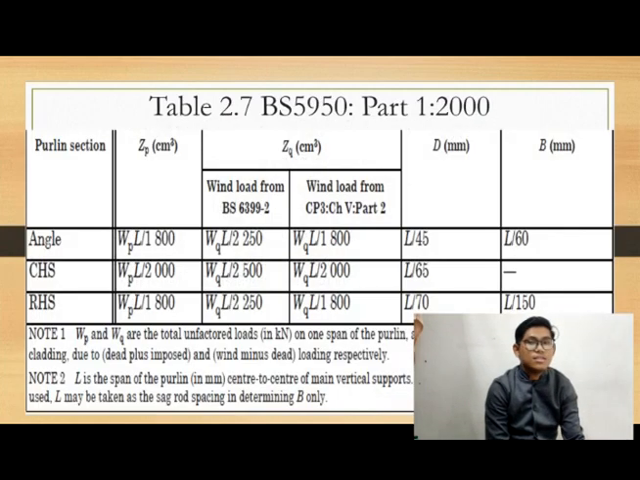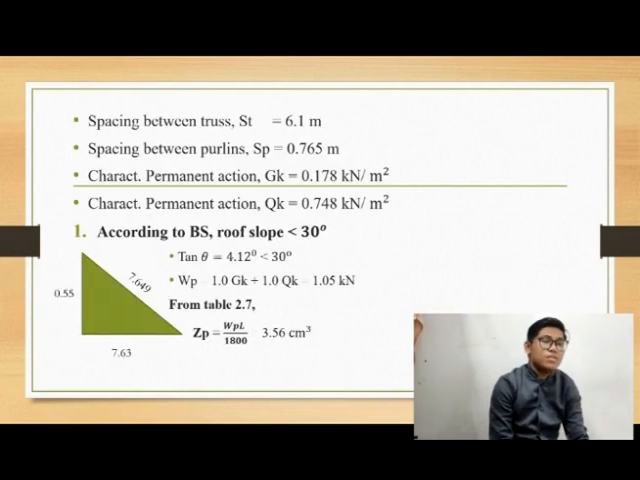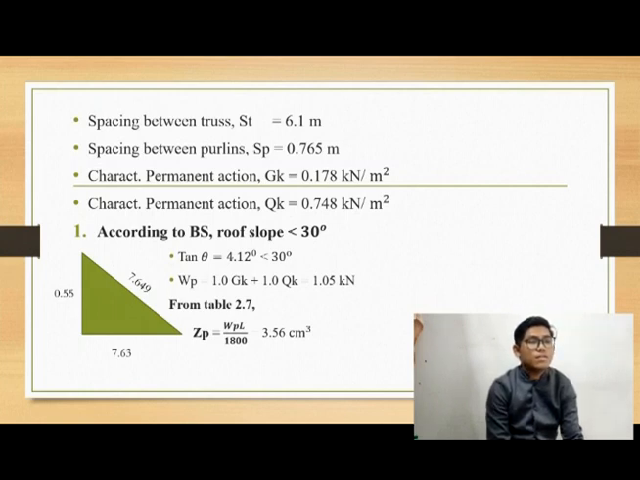Next, this is the example of Table 2.7 that we refer to when calculating the purlin. The minimum steel grade for the purlin is S275. Unfactored load should be used. For our project, the spacing between trusses that we calculate is 6.1 meters. Spacing between purlins is 0.765 meter.